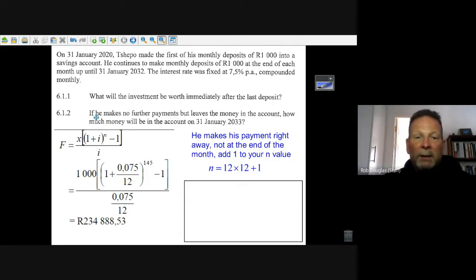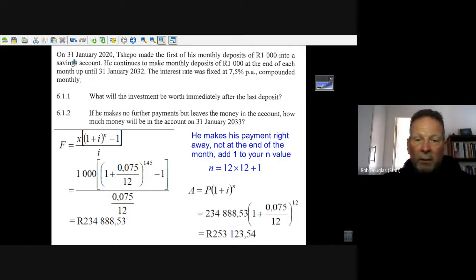So what if he makes no further payments but leaves the money in the account until 2033? That's 1 year. So then all you do is take the value that it's grown to and grow it for 12 months of interest. 1 plus the interest rate for 12 months. It's just the basic compound interest formula, because we're not doing an annuity. We're just growing this amount of money for 12 months. Just put that in your calculator and you'll see this is what it grows to. Okay.